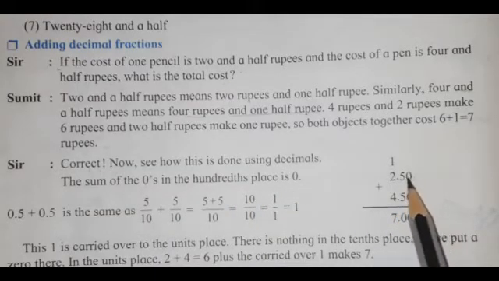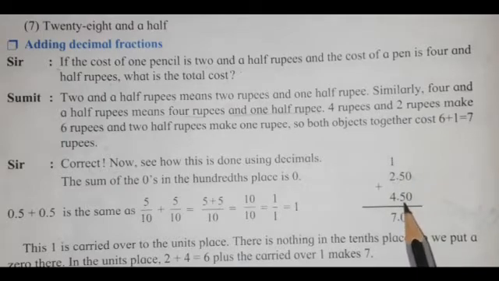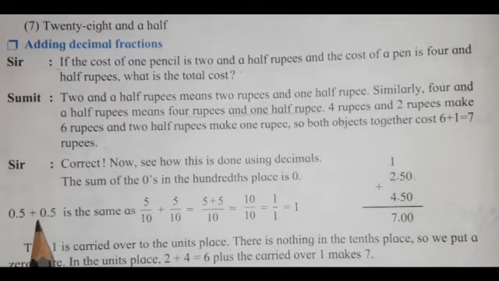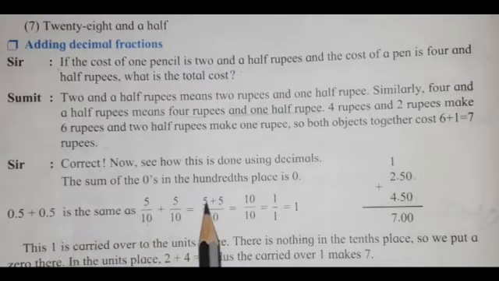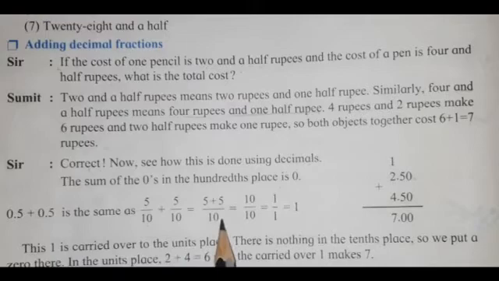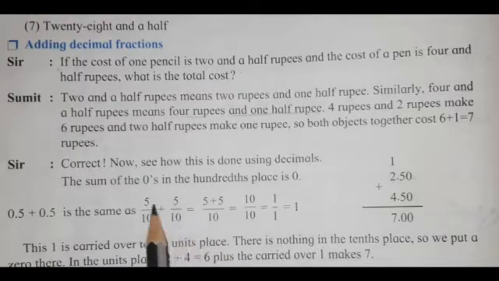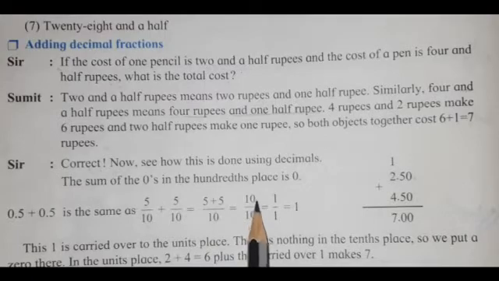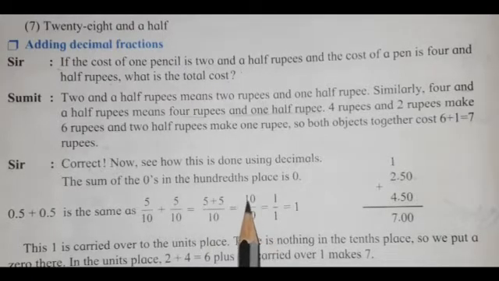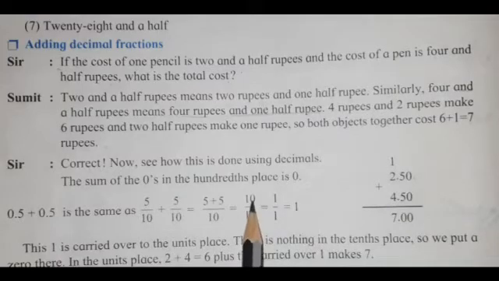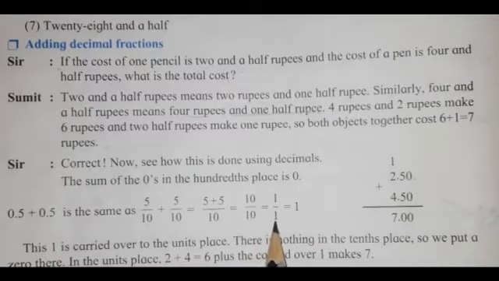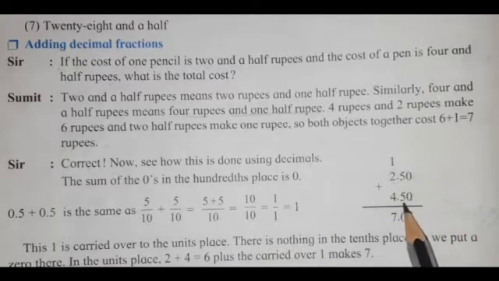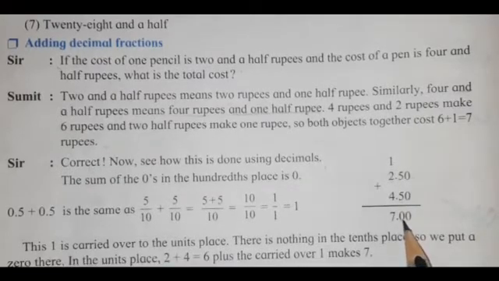Now in tenths place, here is 0.5 and this one is also 0.5. So 0.5 plus 0.5, write in fraction: 5 upon 10 plus 5 upon 10. Now 10 is the denominator, so write the denominator as it is, and 5 plus 5 is 10. 10 upon 10 is equal to 1 upon 1, since 10 divided by 10 is 1. So 0.5 plus 0.5 is 1.